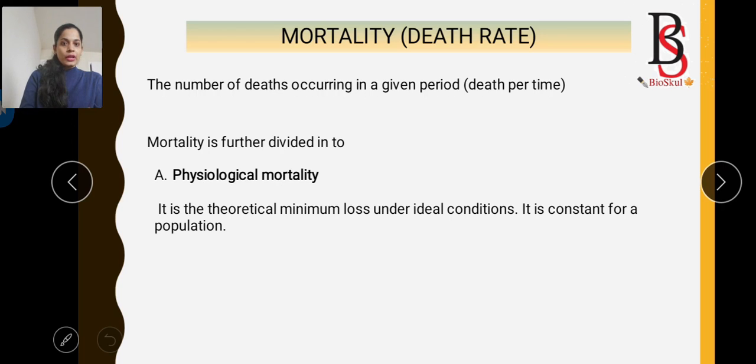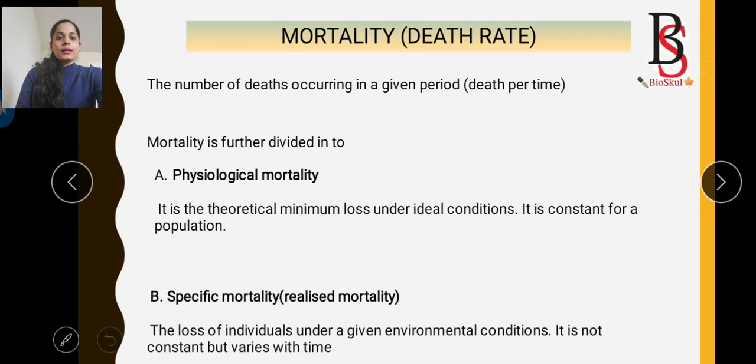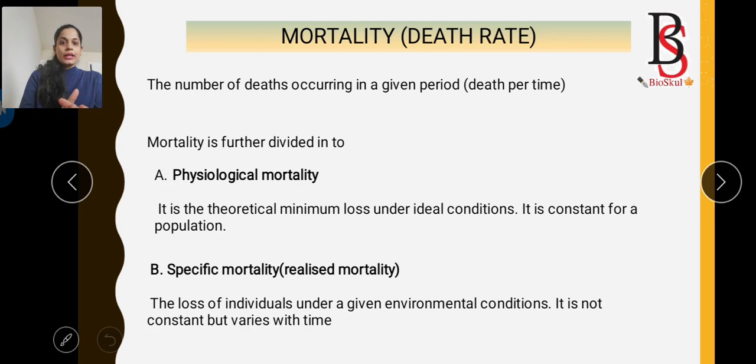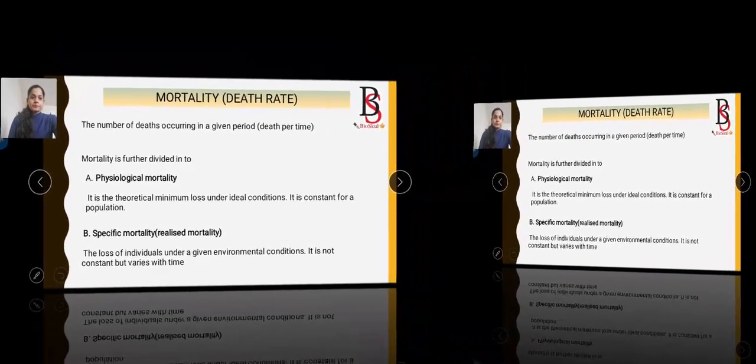It is constant for a population. And the second one is the specific mortality or realized mortality. It is the loss of individuals under given environmental conditions, like if accident or disease causes the death of an individual, then that is the specific mortality or realized mortality. It is not constant, but it varies with time.